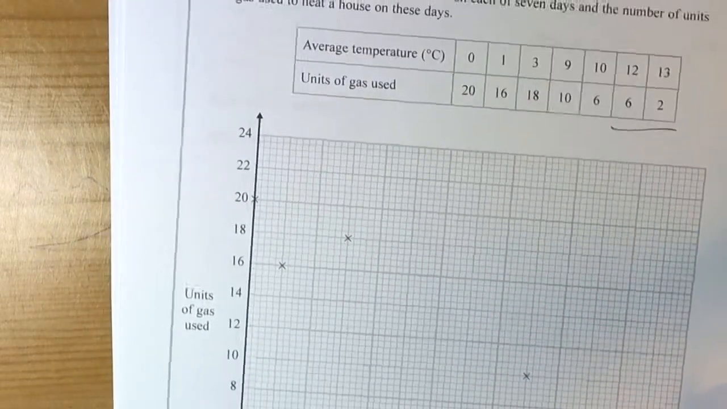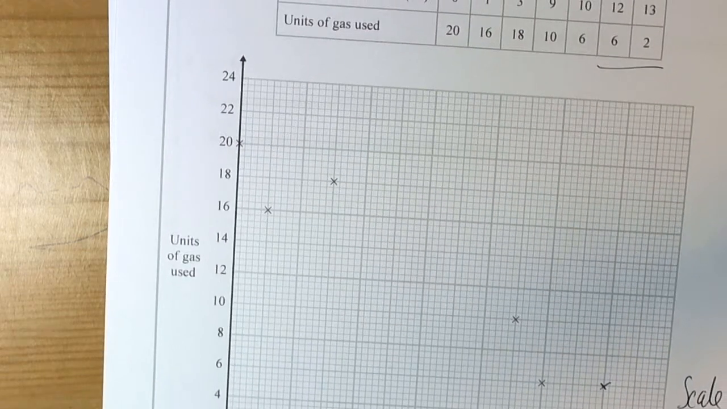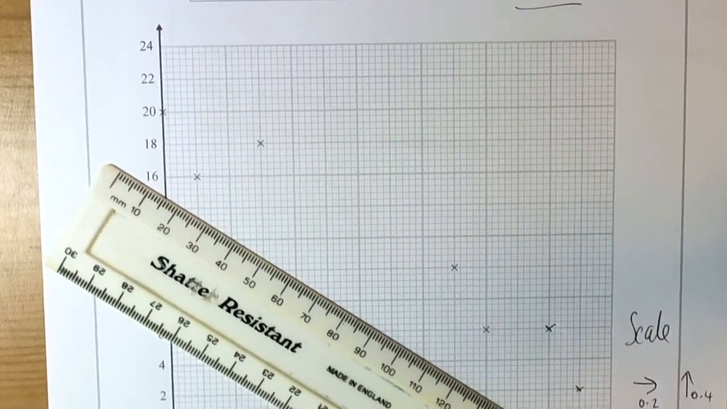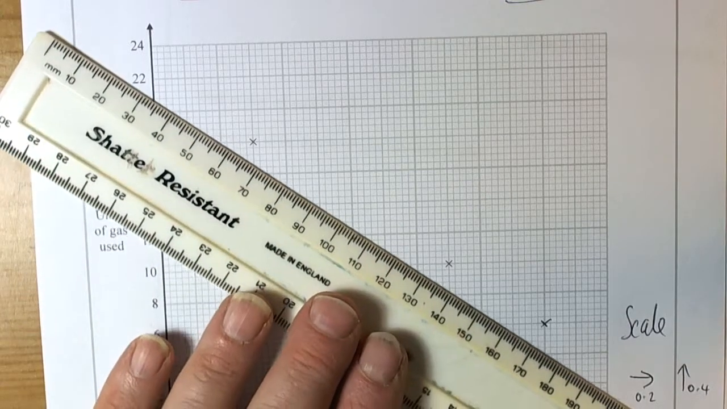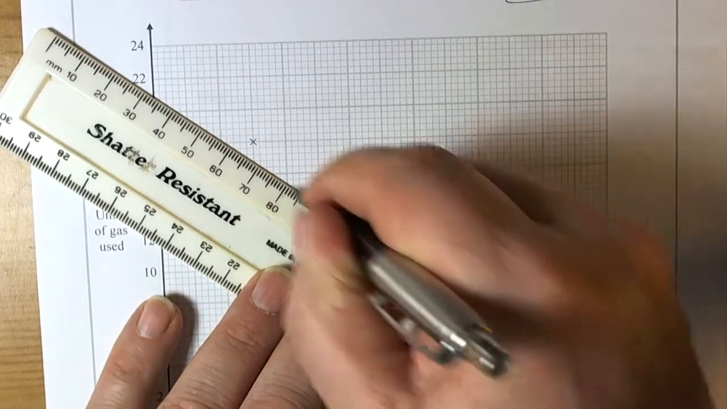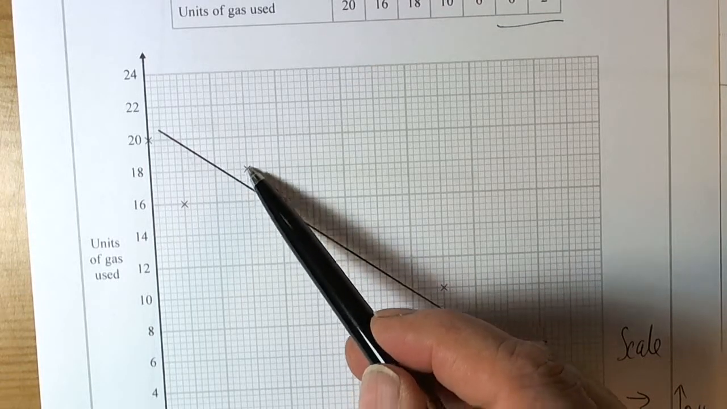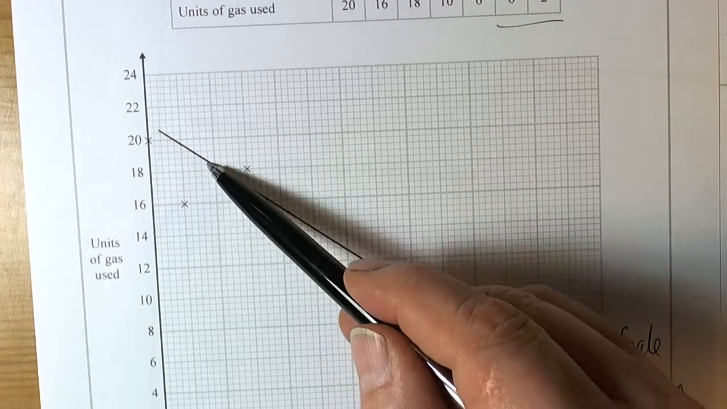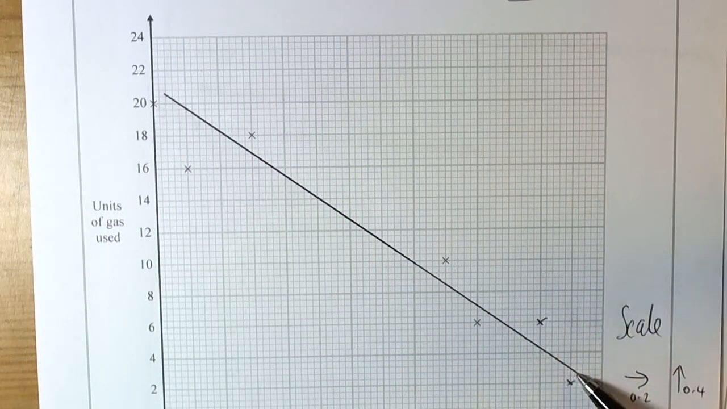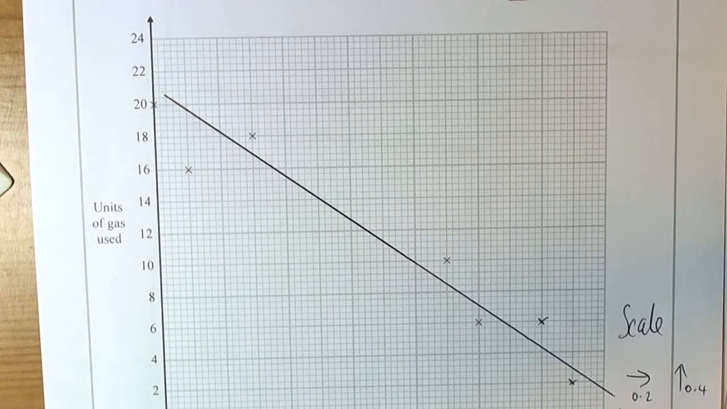The question then says estimate the average temperature when 12 units of gas are used. So basically we should always draw a line of best fit to help us use this. Now there isn't much data on here, so it's going to be very rough and ready. But literally what you're trying to do is get the gap measured at right angles for the crosses above the line to be roughly the same as all the gaps added together below the line. So that's the general trend, the general idea.